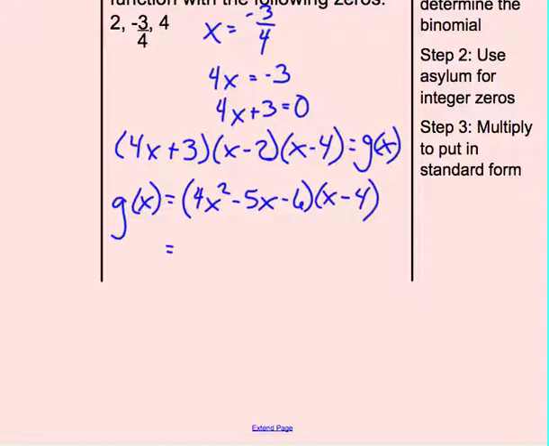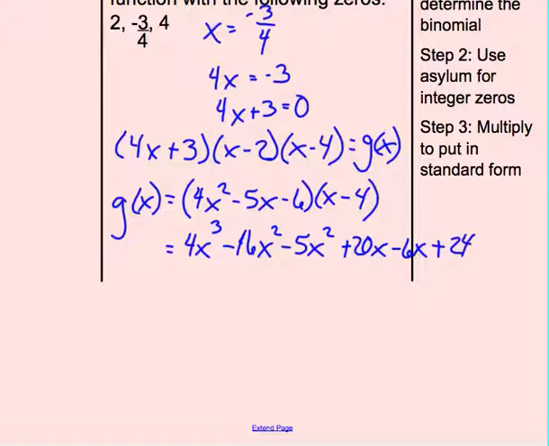Distributing again. 4x squared times x, 4x squared times -4. Distributing my -5x to both terms. Distributing my -6 to both terms. And then combining like terms and simplifying.